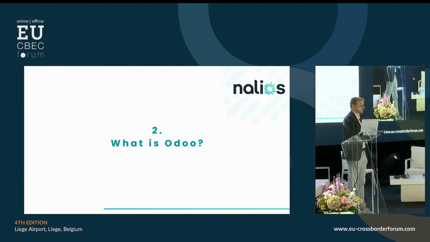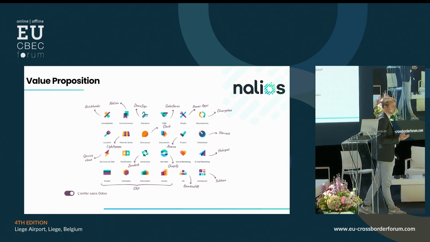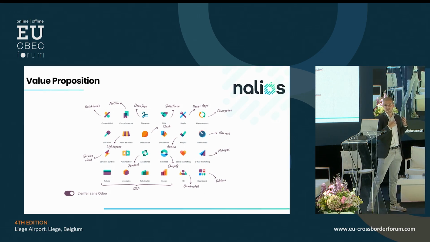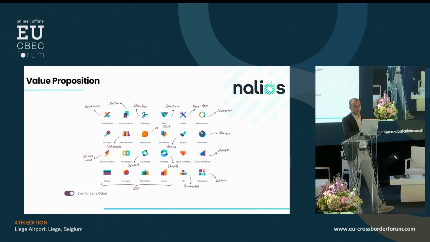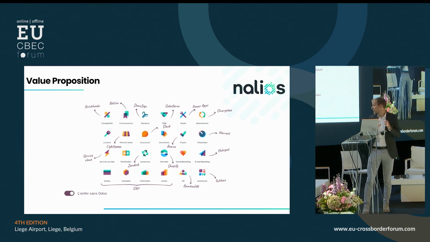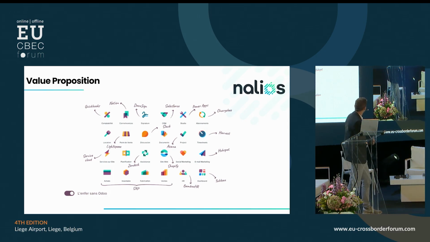So what's Odoo? Because some of you maybe don't know what Odoo is. Odoo, it's like a suite of business applications that are integrated together. So the main objective of the system is to integrate a lot of applications together and to replace all those applications basically in one tool.